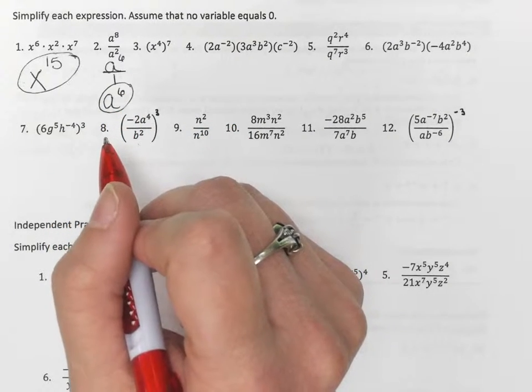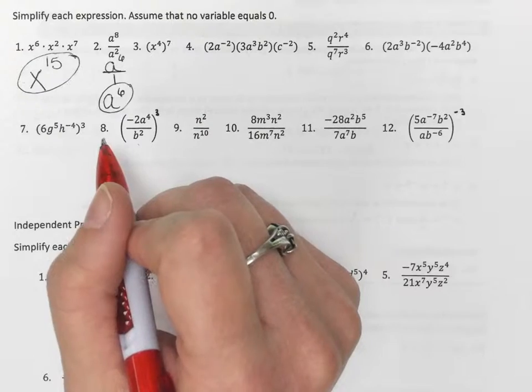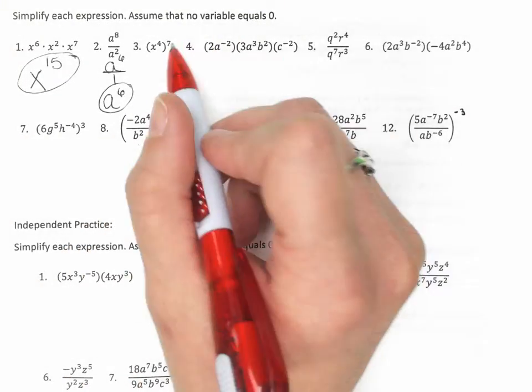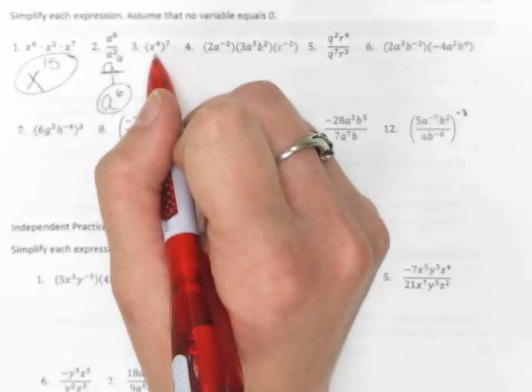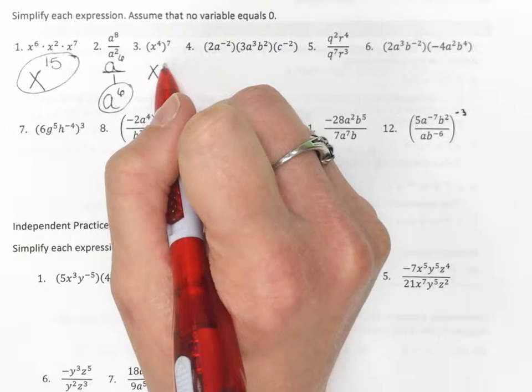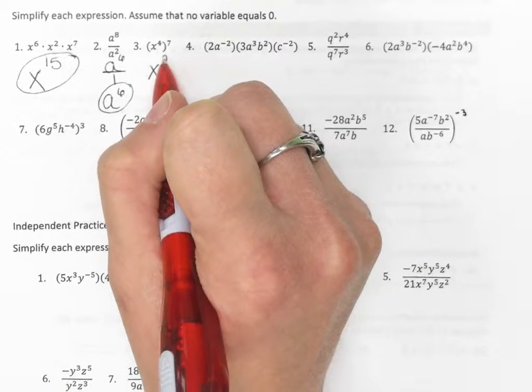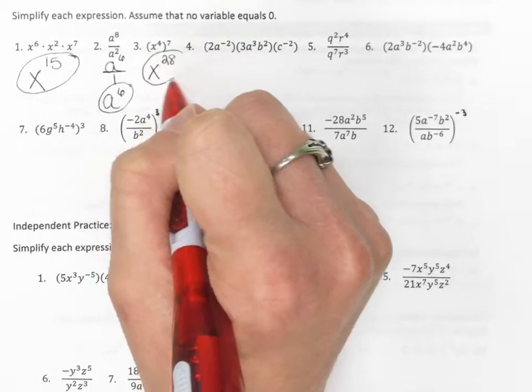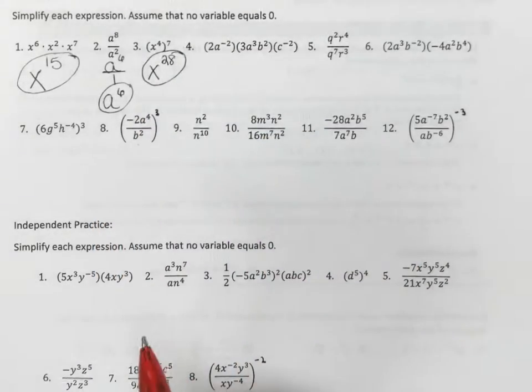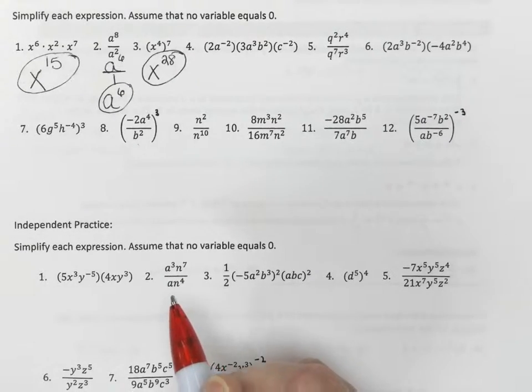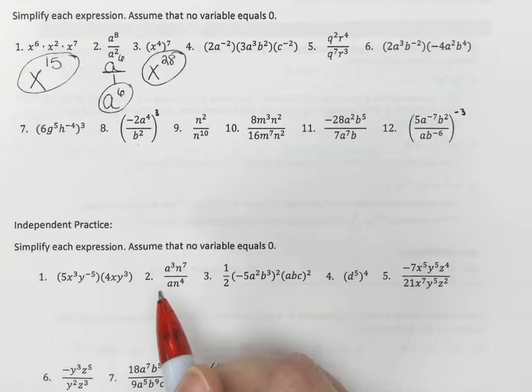All right, what about number 3? How many x's do you have? Well, 1 base, right? So what do I do to the 4 and the 7? You don't add. When you have 1 base, you multiply. Number 1 was where we added. Number 3, there's 1 base, so you multiply.